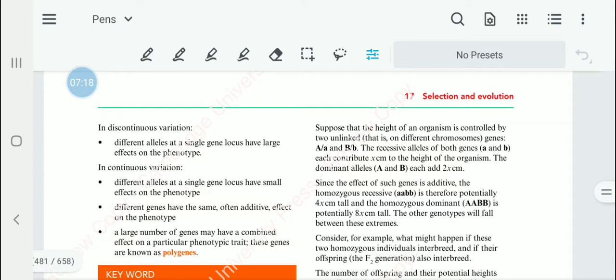These are called polygenes. So these are all theories that you can actually understand from the details and the words that you have learnt related to genetics in the earlier lessons. I hope that makes sense. If it does not, please let me know. Then I will explain it further.